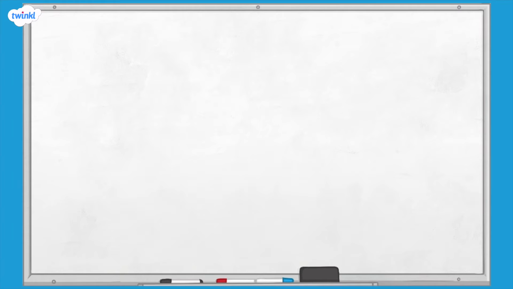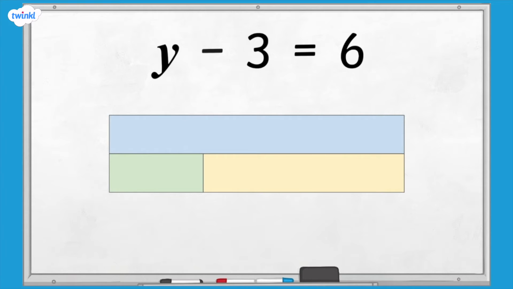Can you draw a bar model to represent and solve the equation y subtract 3 equals 6? Pause here and have a go. This is what your bar model should have looked like. The inverse of subtraction is addition, so we can find the value of y by adding 3 to each side of the equation. In this equation, y equals 9.